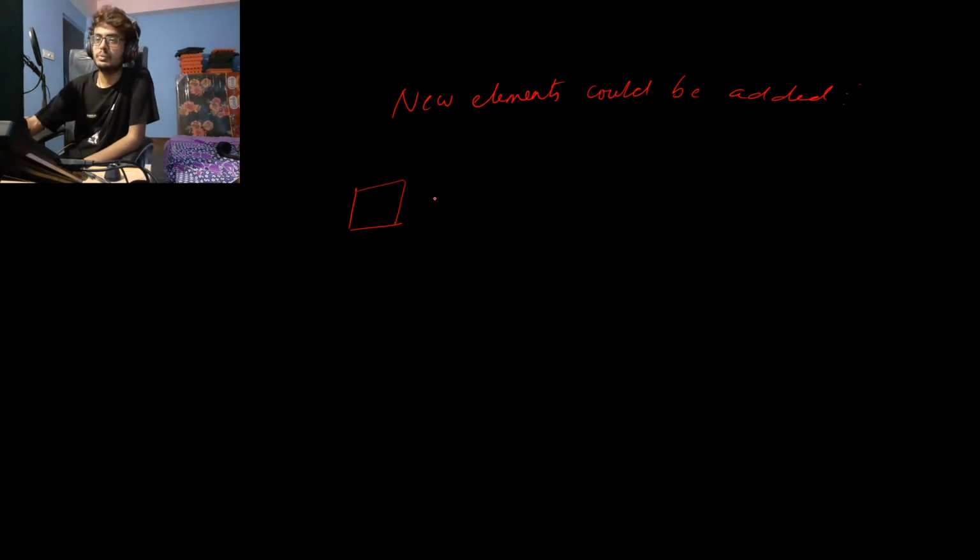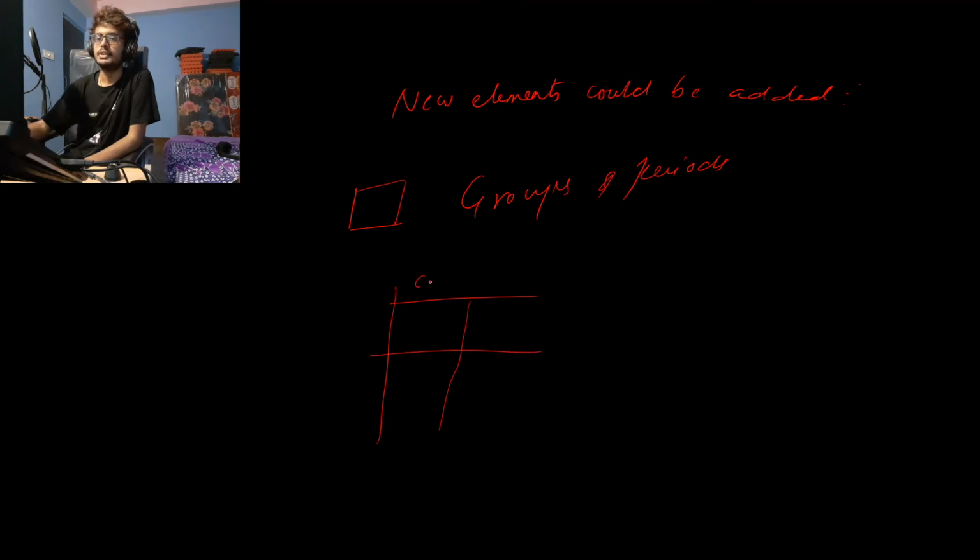Now the terms groups and periods were introduced, right? So in a periodic table, the vertical columns are known as groups and the horizontal rows are known as periods, right? So this is known as a group, this is known as a period. So this was a major feature of Mendel's periodic table, right? And also the ability to add new elements if new elements were discovered. So that was also one of the important features of Mendel's periodic table.